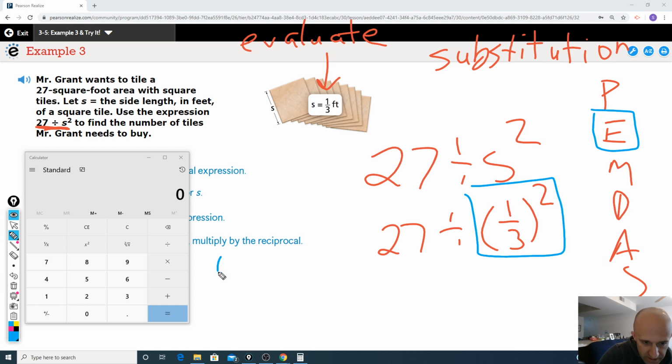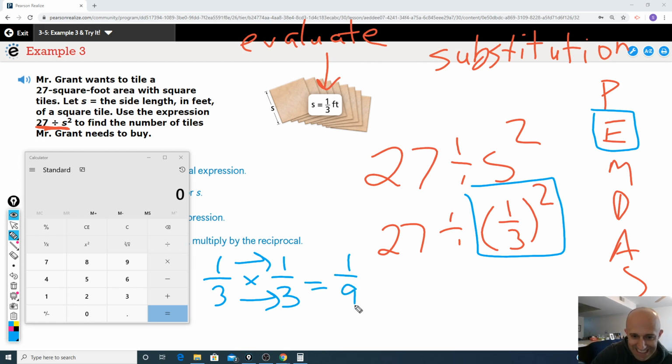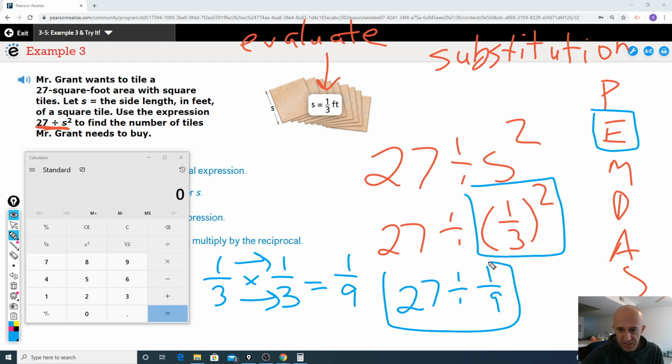So I'm going to move down here, but what would be 1/3 times 1/3? If you remember with the multiplication of fractions we just did, we multiply across. 1 times 1 is obviously 1. 3 times 3 is 9. So our next step is 27 divided by 1/9. Let's remember this. 27 divided by 1/9. We're not done yet.